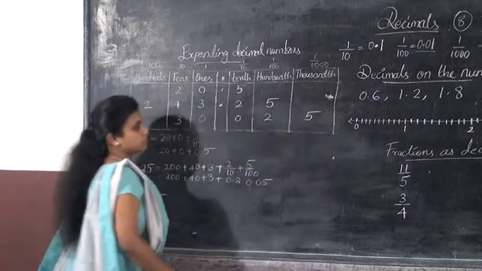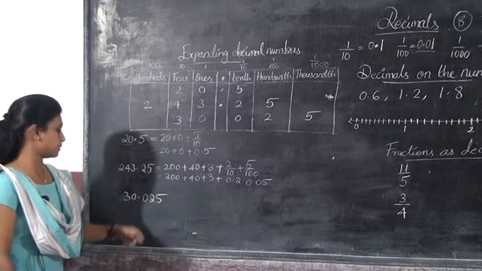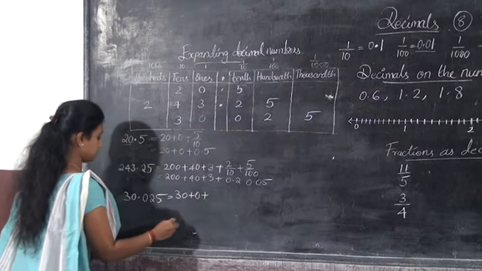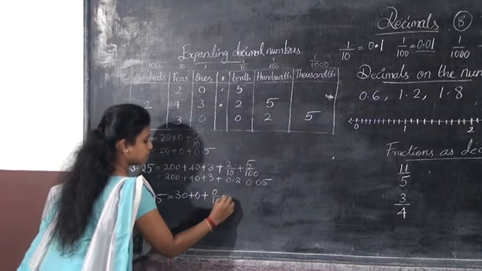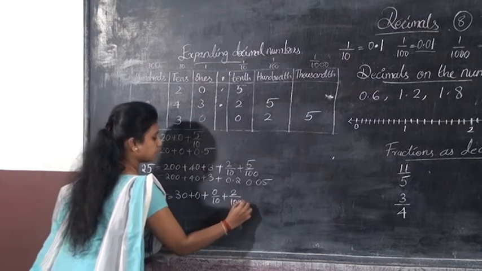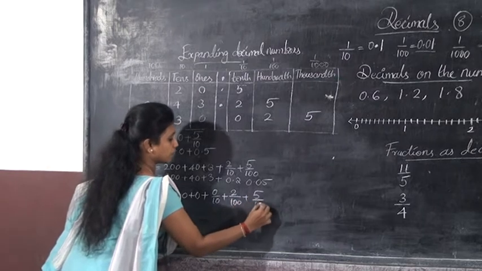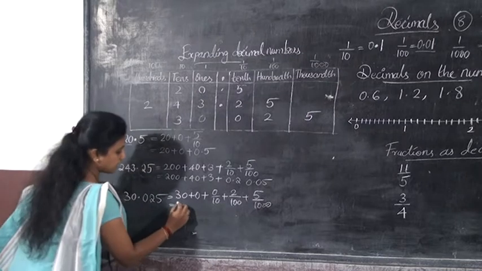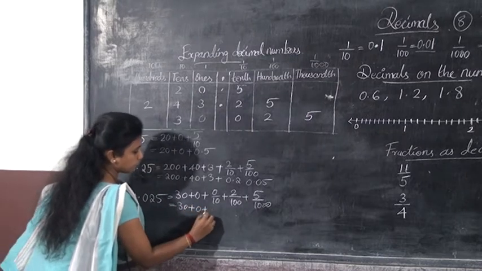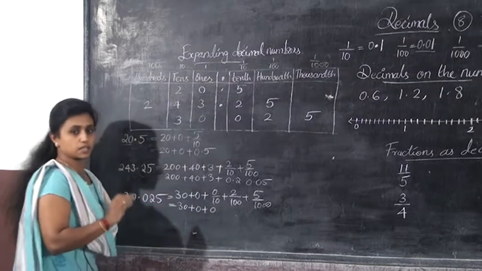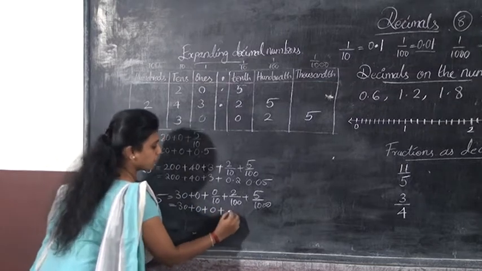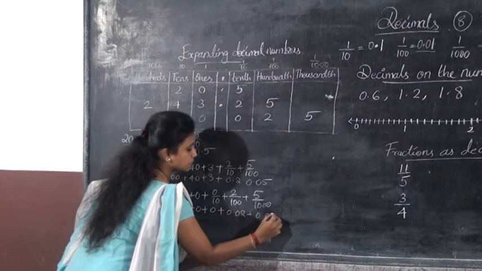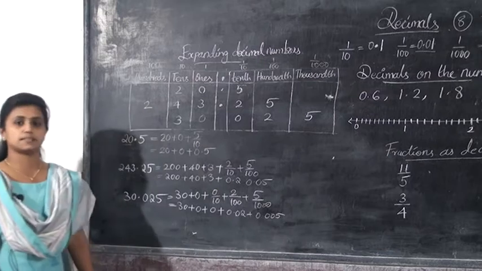That is 0 in the tenths place, 2 in the hundredths place and 5 in the thousandths place. Okay, now let's expand this number. 30 plus 0 plus 0 by 10 plus 2 by 100 plus 5 by 1000, fractional expansion. Then convert into decimal expansion. That is 30 plus 0 plus 0 by 10, which is 0 itself, plus 2 by 100, 0.02, plus 0.005. This is the decimal expansion.